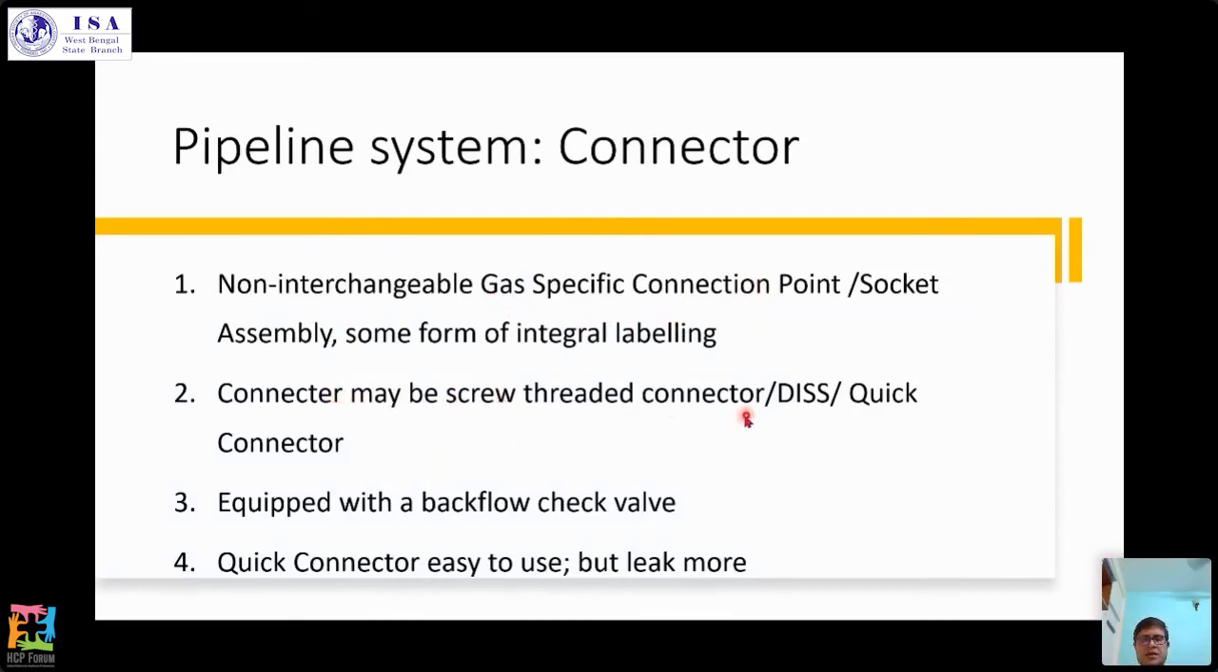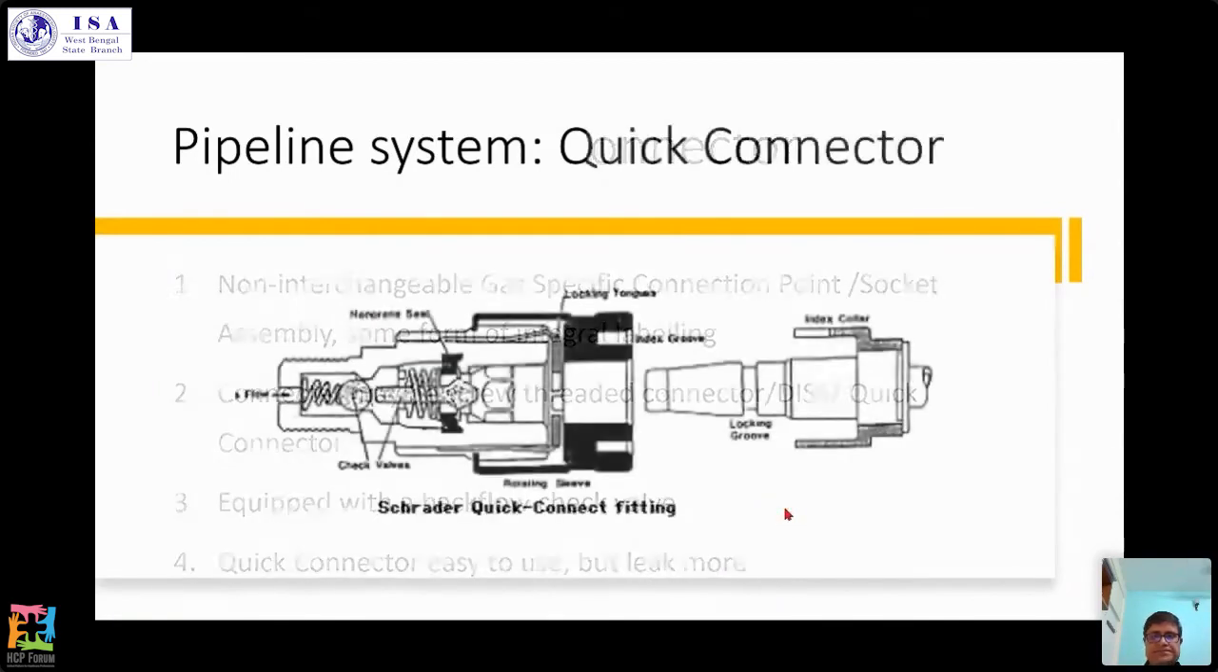The connector may be a screw threaded connector, NIST, which was popular at least in the UK, the diameter index safety system, DISS, and the quick connectors. The quick connectors are the most popular one, and they are equipped with a backflow check valve. That means the gas will not move back into the pipeline system if some other source is connected to that machine. Also, once you open them, they are self-sealing, so they are not going to leak the gas.